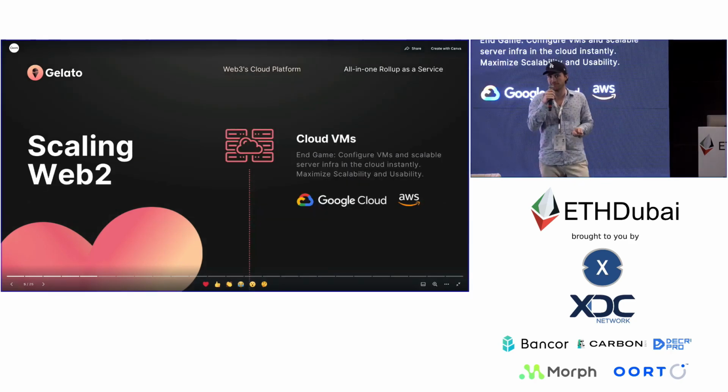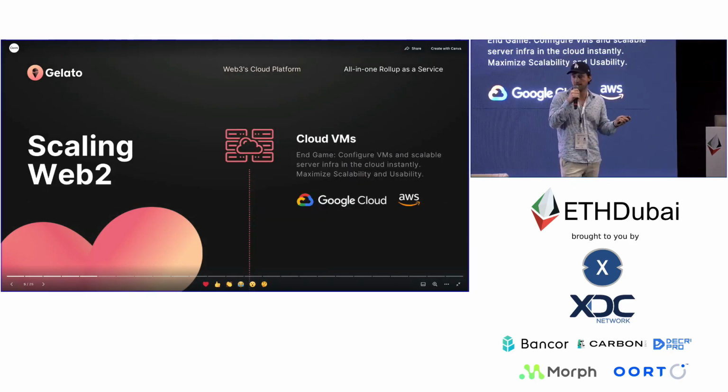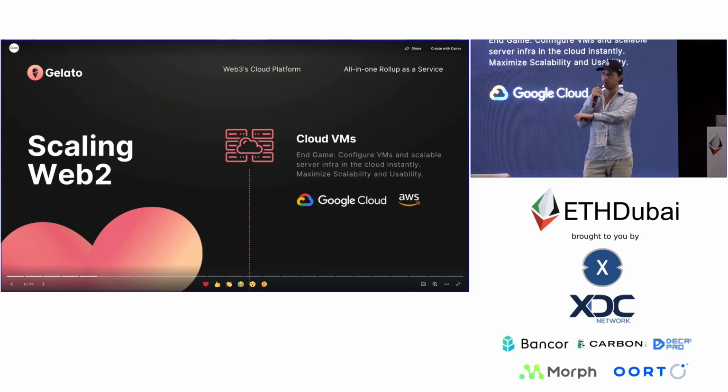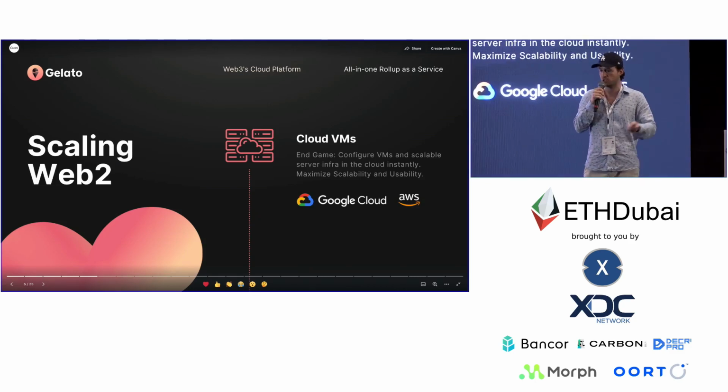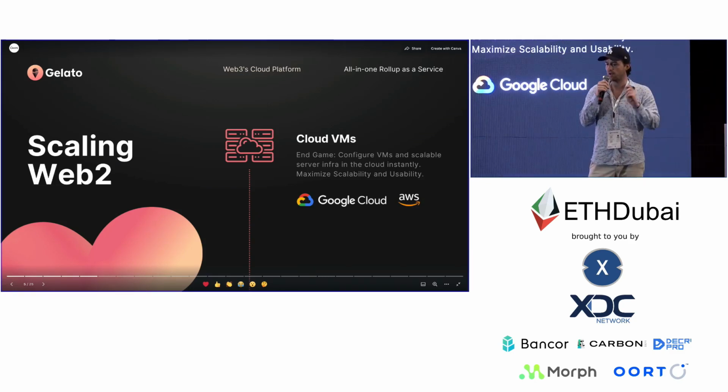So what was the end game for Web 2 scaling? Cloud VMs, basically, AWS, Google Cloud, you name it, right? So the end game was to have the hardware layer completely abstracted and virtualized in the data center, and to allow developers to use VMs like Linux and so on, virtual VMs in the cloud. And that's where we are today.